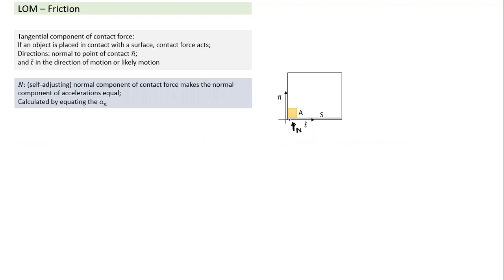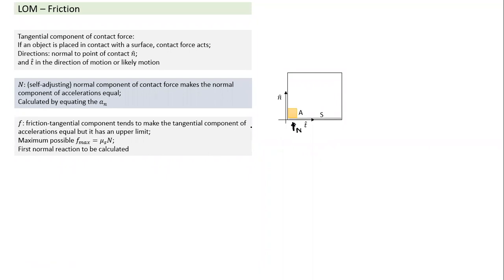So what is the condition we use? For this object and this surface, if we take their normal components of acceleration, both must become equal. That's how we arrive at n, and we can do the same in some other scenario also. Okay. And what is friction here? Friction is the tangential component. And in a way, it is similar to the normal component. The normal component makes the normal component of acceleration equal. Friction tries to make the tangential component of acceleration equal.